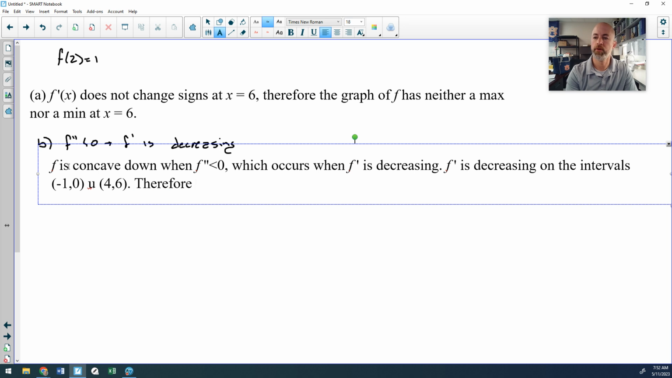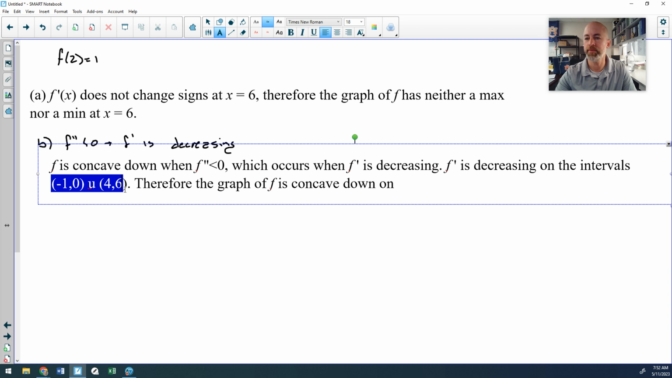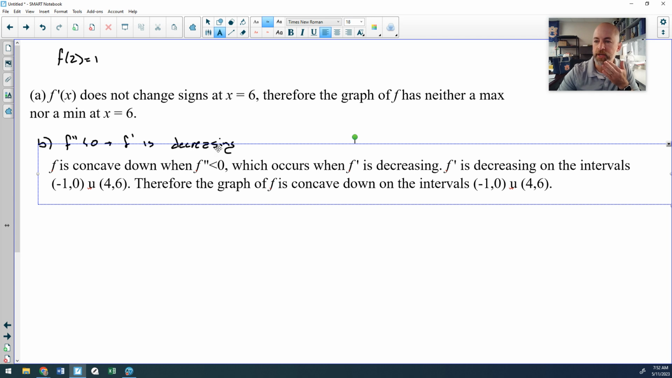Therefore, the graph of f is concave down on, and I get to copy and paste. Yee-hee! Too bad we can't do that on the actual AP exam. On the intervals that. There we go. I left out the R in the word interval there. So f is concave down, and f double prime is negative, f prime is decreasing. Okay, good.